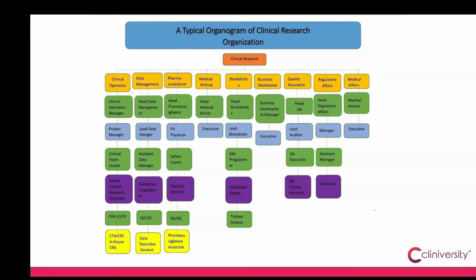And then we have regulatory affairs. Regulatory affairs looks into the ethics committee submissions and regulatory bodies like DCGI, USFDA, or Health Canada. Any country-specific submissions will be taken care of by the regulatory affairs department. So they have an executive role, an assistant manager role, then a manager role, then head of regulatory affairs.